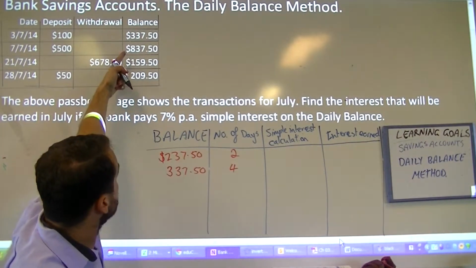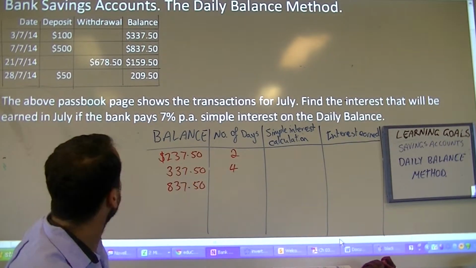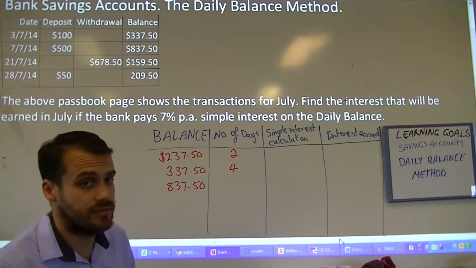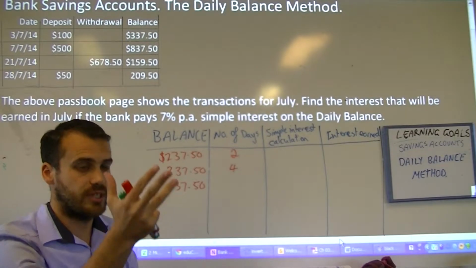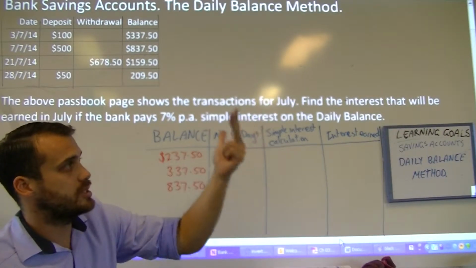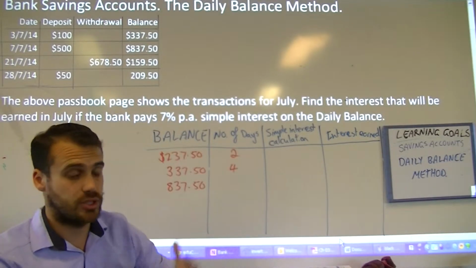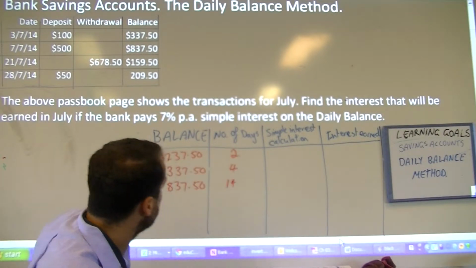Now the next balance they had was $837.50, and they had that balance from the 7th of the 7th to the 21st of the 7th. 7, 8, 9, 10, 11, 12, 13, 14, 15, 16, 17, 18, 19, 20. Stop at 20 because on the 21st the balance changed. That's 14 days where they had it at that balance.